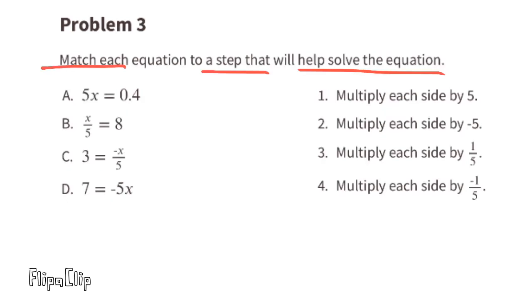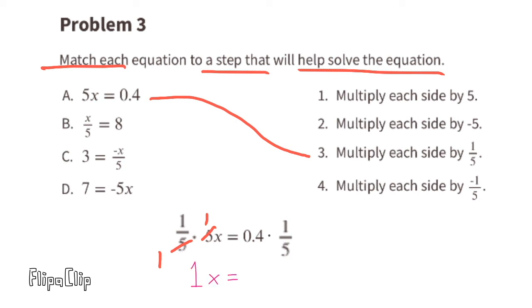Problem number 3. Match each equation to a step that will help solve the equation. So for these, we don't actually have to solve the equation. We just have to find the step that would help us solve the equation. A, for this first equation, we can get the x by itself by dividing both sides by 5, or multiplying each side by 1/5. And 1/5 of 5x is 1x, or x.